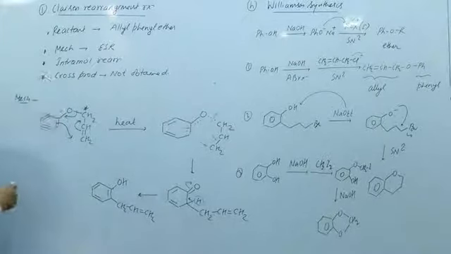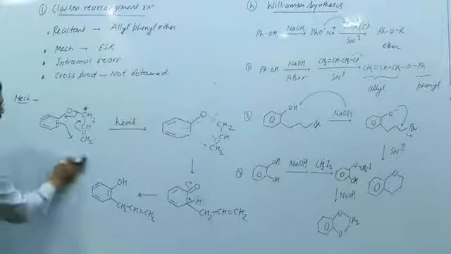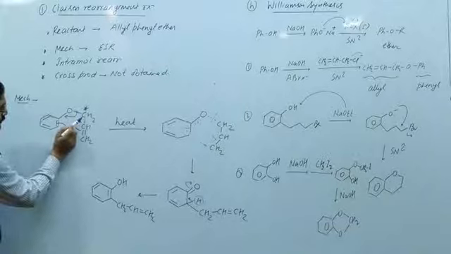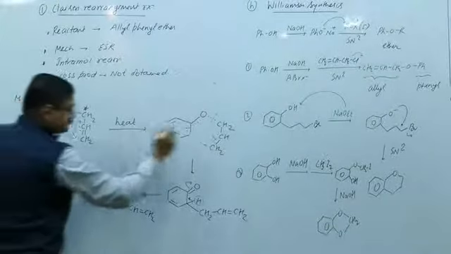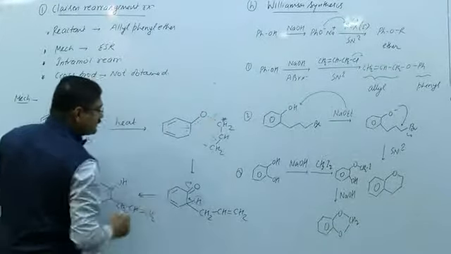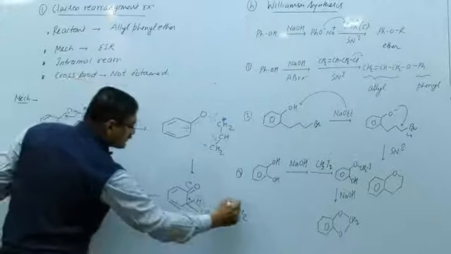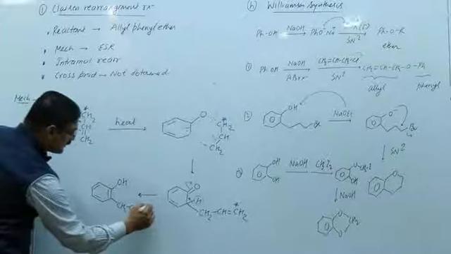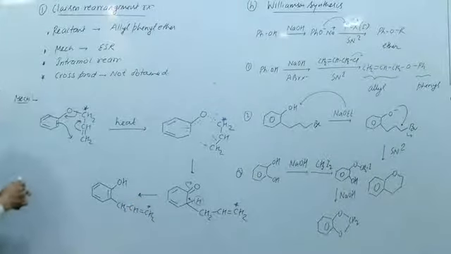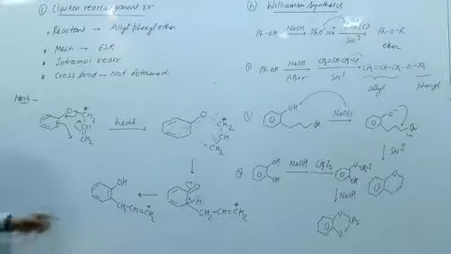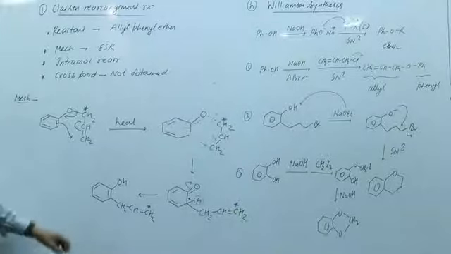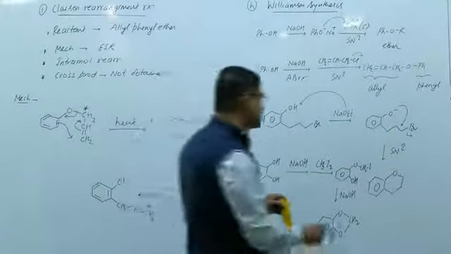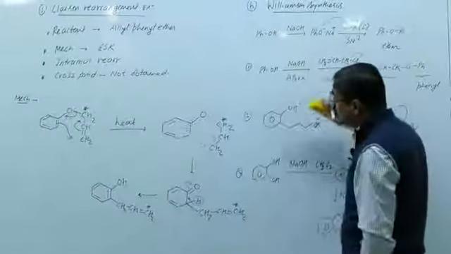Now notice the reaction again. The starred carbon is present here. After the breaking of the bond, this comes to this position, and finally we get the compound like this. So this we get after one rearrangement. It is known as the Claisen rearrangement of allyl phenyl ether.